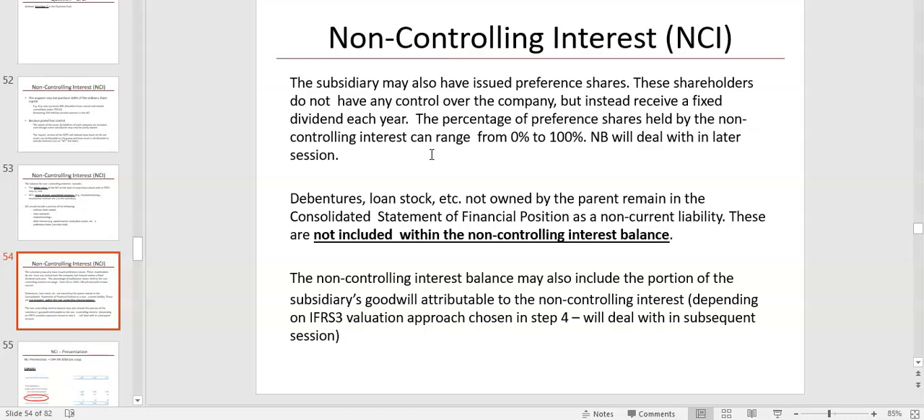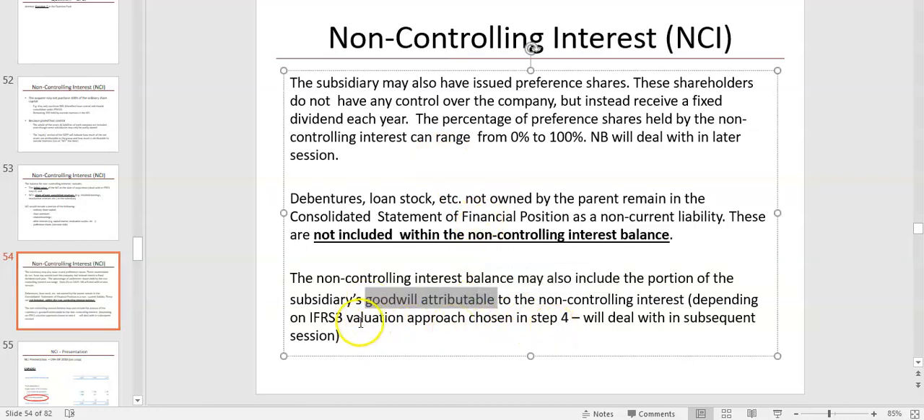Right? So just bear that in mind. Anything to do with debt or loan stock or debentures is not part of valuing the NCI, because that is an intergroup balance between the parent and the subsidiary, and they'll be offset against each other. Likewise, the NCI can include a part of the goodwill.